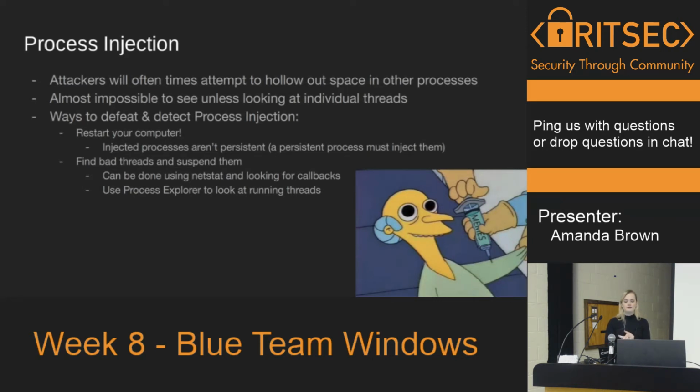Some ways to defeat and detect process injection: restart your computer. Injected processes aren't persistent, so a persistent process must inject them. Most of the time, if you just restart your computer, they're going to be gone, but that doesn't really solve the issue at the root, it just gives you more time to figure it out. You can find bad threads and suspend them. You can do this using netstat and looking for different callbacks. You can also use TCPView. And you can use Process Explorer to look at the running threads.